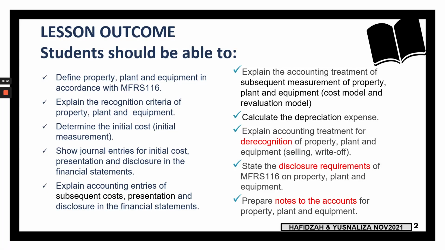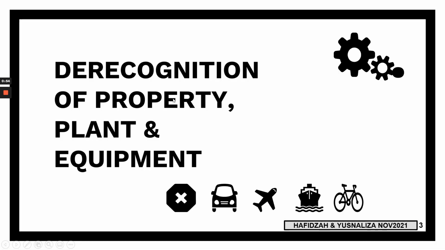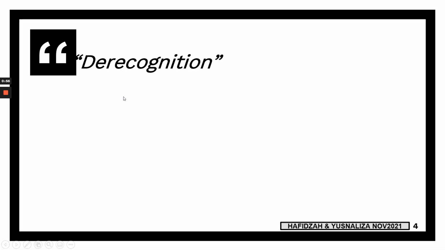So let's look at the lesson outcome. This is our lesson outcome today, which is to be able to explain the accounting treatment together with the adjusting journal entries for the derecognition of property, plant and equipment. We'll be looking into that in a very short while. Then state the disclosure requirements of MFRS 116 on property, plant and equipment.